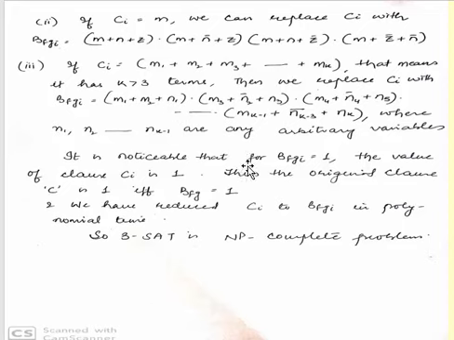So it is noticeable that for BFGI is equal to B1. This is BFGI.